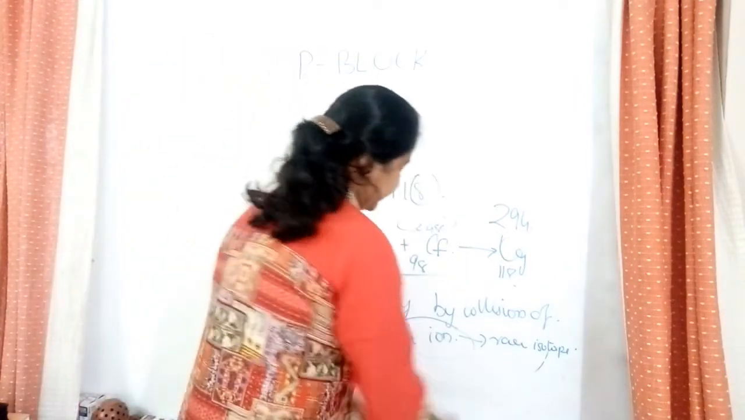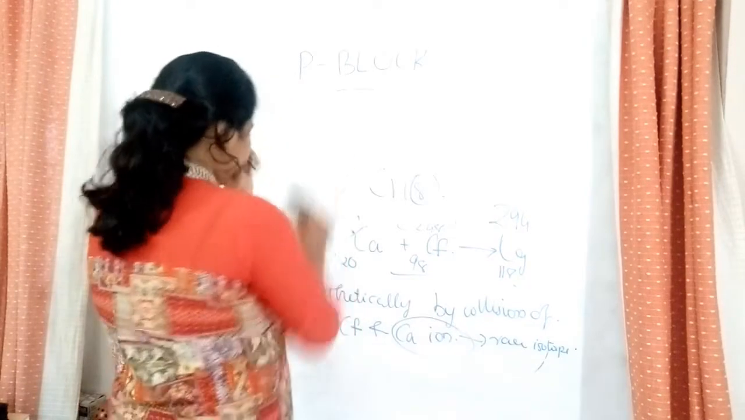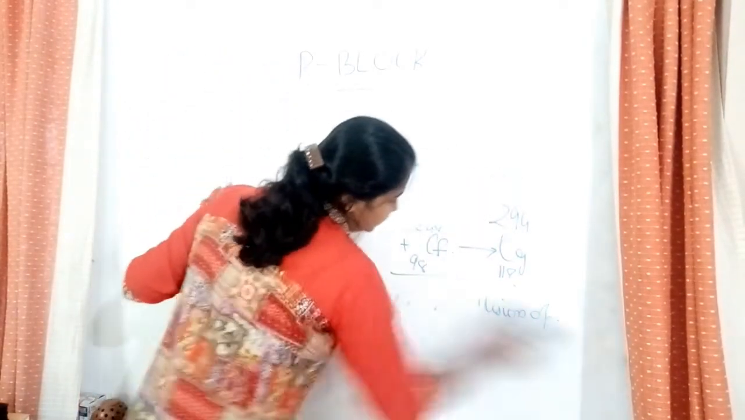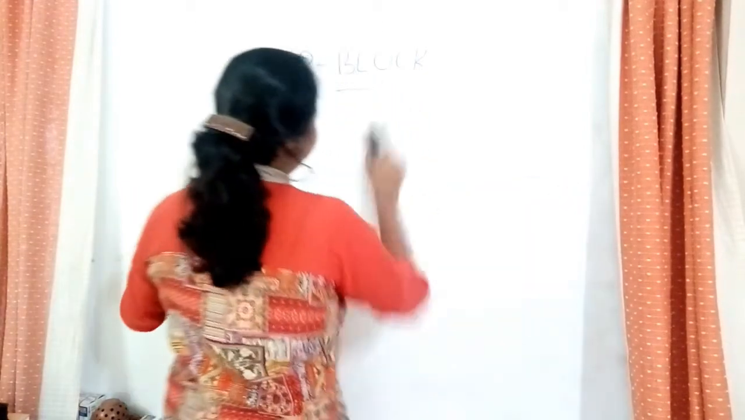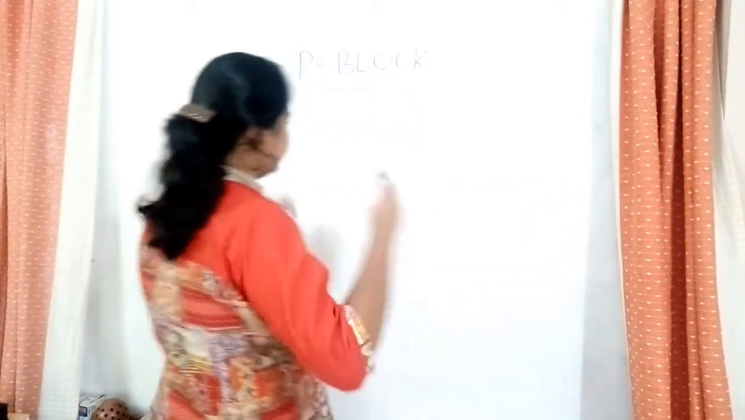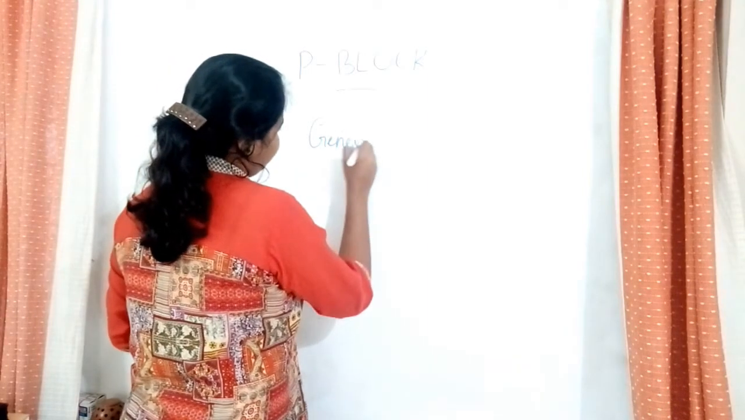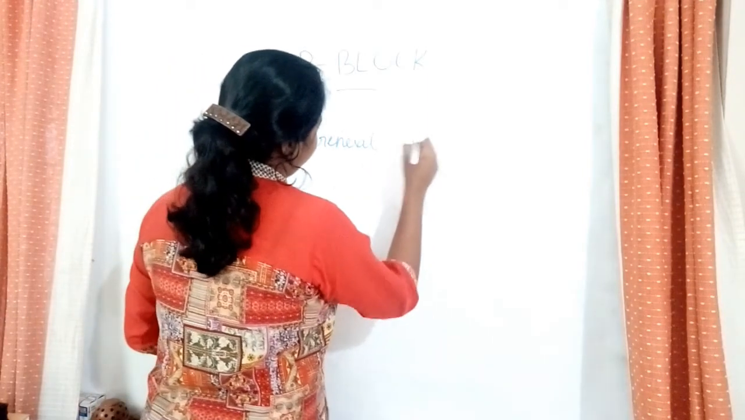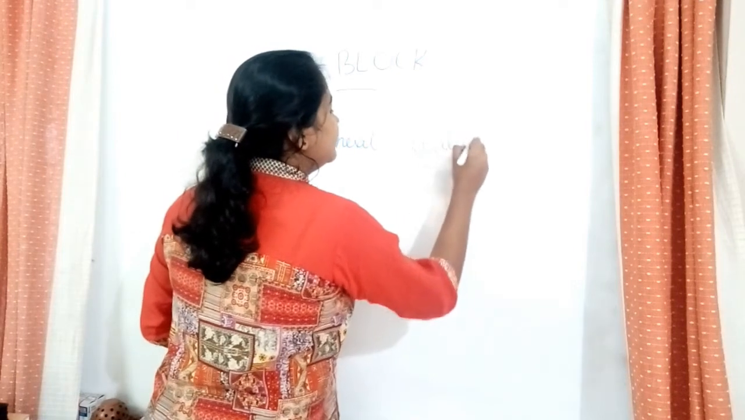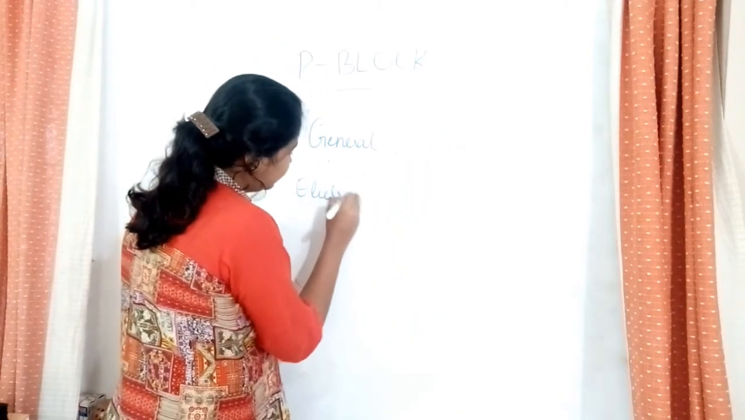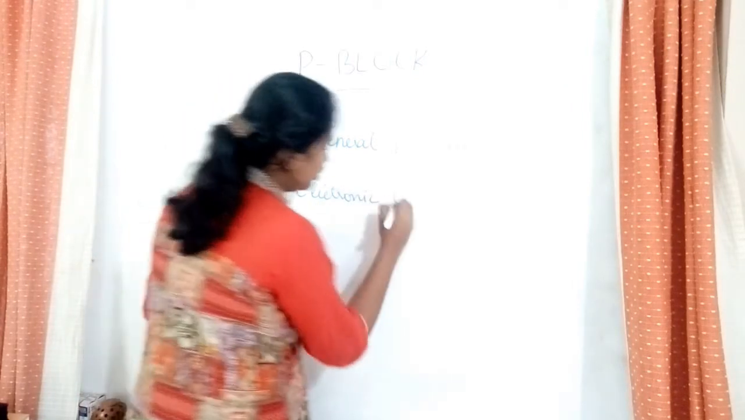So now let's see the general properties. The first one that we have to learn is electronic configuration. So let's write it. General properties. First one is electronic configuration.